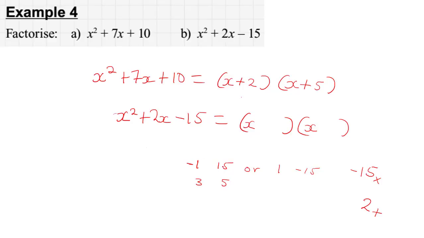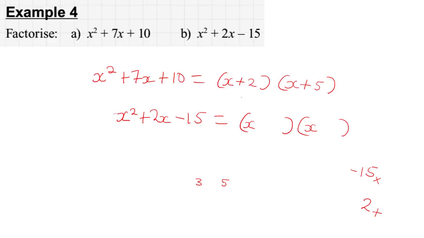If I can't, then they're just out. So negative 1 plus 15 is 14, so that's out. 1 plus negative 15 is negative 14, so that's out. So these ones are just out, so there's no need trying them. They're working for multiplying, but they're not working for adding. So let's try these ones.